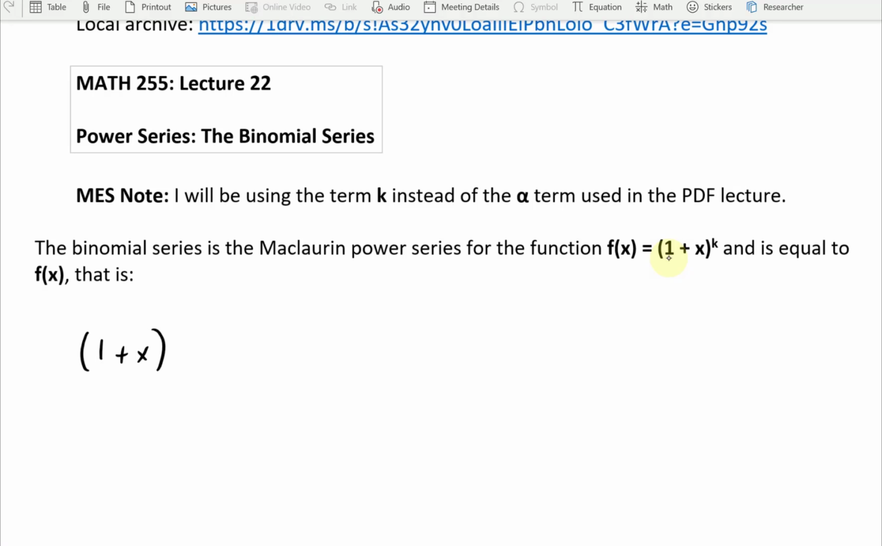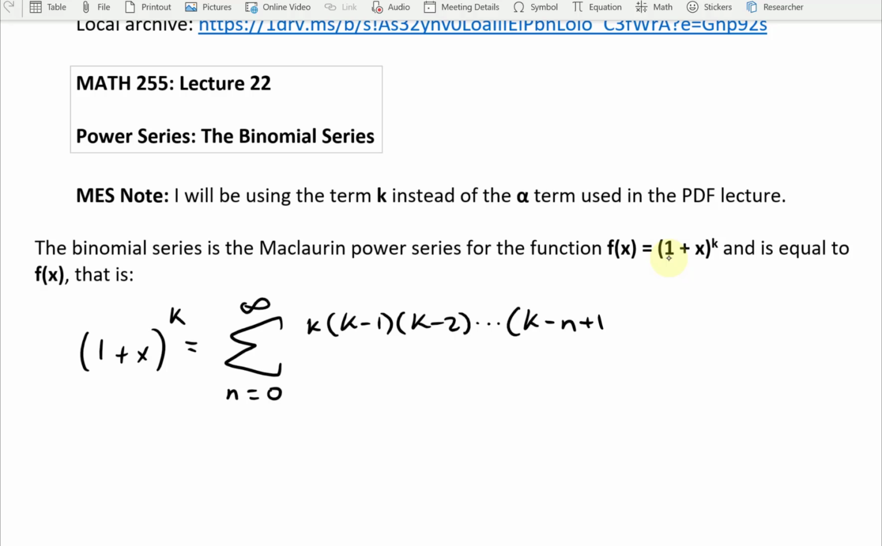Alright, so this is the part where I'm going to start writing stuff. So we have, again, we know that this is equal to the sum starting from n equals 0, and I'm just going to write this all out. And this is going to be k, k minus 1, and then k minus 2, and then all the way to k minus n plus 1, like that. And this is going to be over n factorial. And then we have x to the power of n.